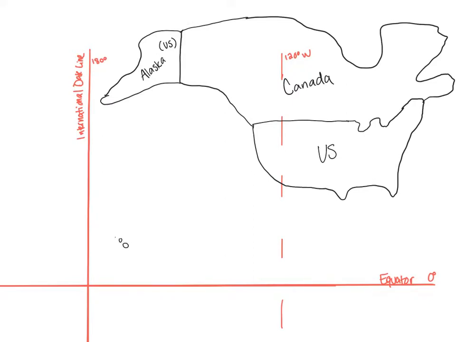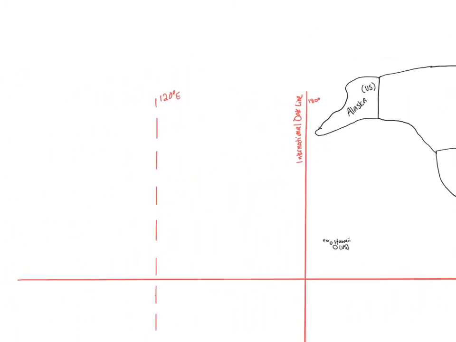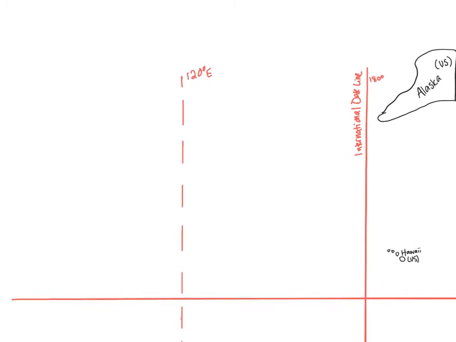All these little bitty islands right here. This is Hawaii. And again, it's a part of the U.S. Okay, the next thing we're going to do is go into our top left quadrant here. Things are going to be a little squished over here, but that's okay.